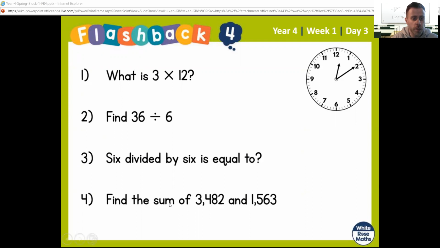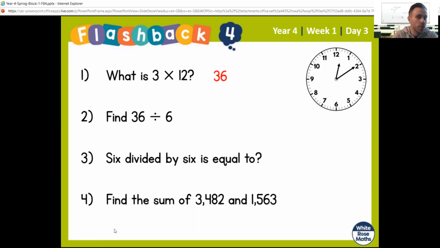Okay, so hopefully you've had a good go at those. I'm going to talk you through and show you the answers for them. So the first one, what is 3 times 12? Let's have a little look. It is, of course, 36. 3 lots of 12. 12 lots of 3. Whichever way you do it, you will get the same answer. You'll get 36. Well done if you got that one.